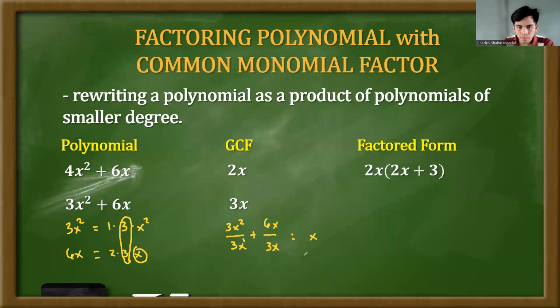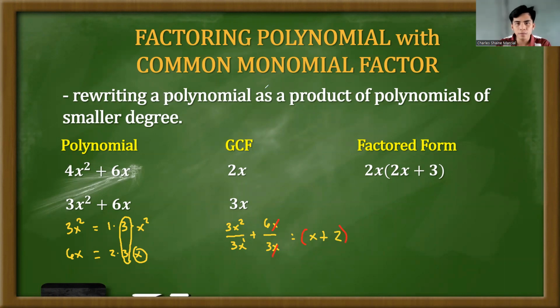So itong x, parehas lang siya dito sa 1x raised to 1. Kaya x na lang natin siyang isusulat. Now ito naman 6 divided by 3 is equal to 2. Itong x, cancel na natin siya since 1 lang naman yung equivalent niya. So yung sagot na natin is x plus 2.